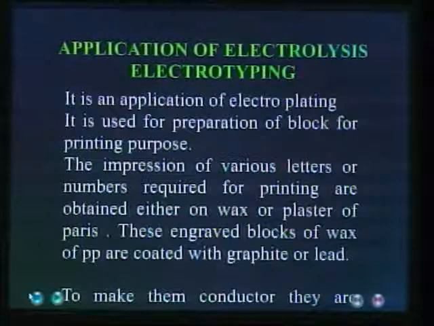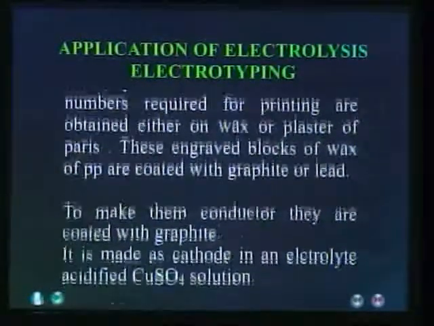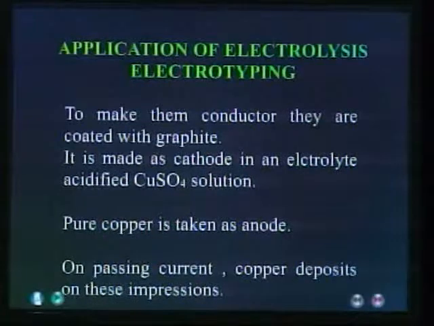The other application of electrolysis is electrotyping. It is an application of electroplating. It is used for preparation of blocks for printing purposes. The impressions of various letters or numbers required for printing are obtained either on wax or plaster of Paris. These engraved blocks of wax or plaster of Paris are coated with graphite or lead to make them conductors. It is made as cathode in an electrolyte such as acidified copper sulfate solution.